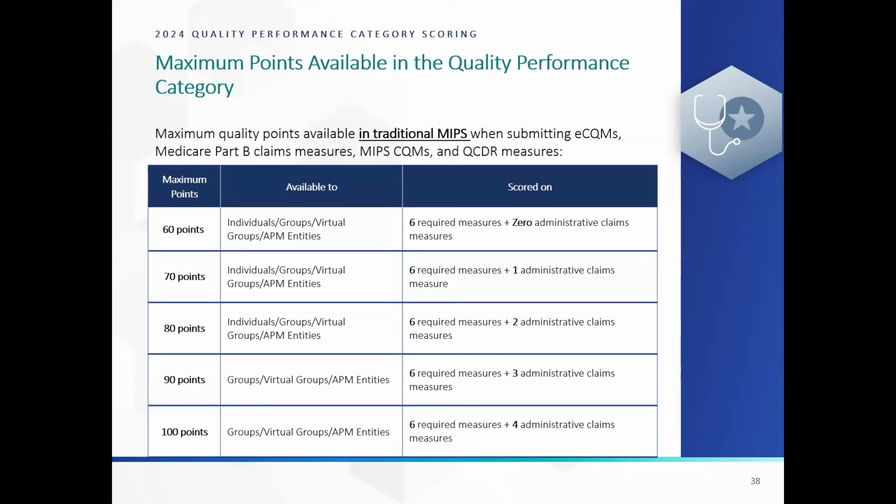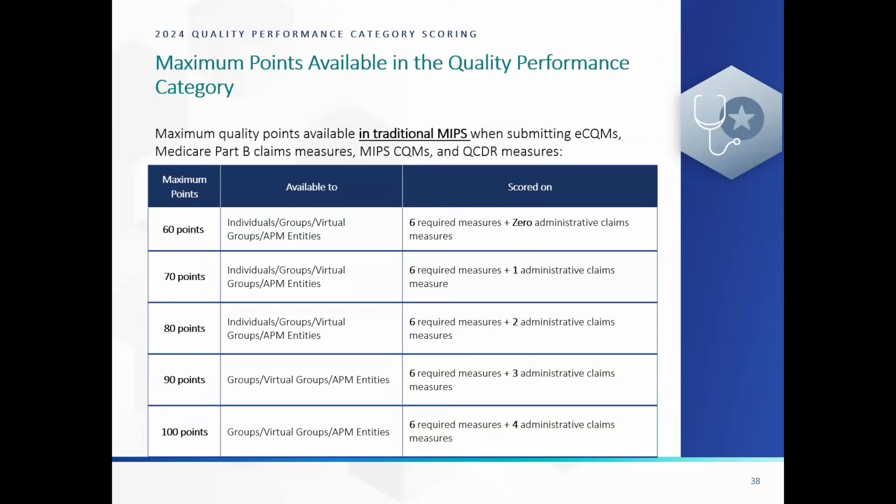So now I'm going to go through this individually, the different maximum points that are available. So if, let's say, you are scored on 6 measures and there are 0 administrative claim measures available, the total maximum achievement points that are available to you are 60. And these 60 points are available to individuals, groups, virtual groups, and APM entities.